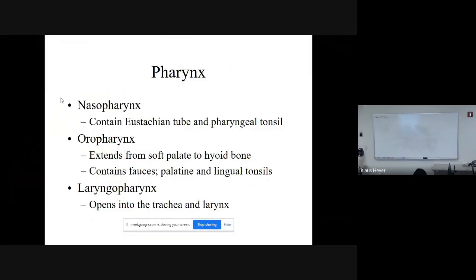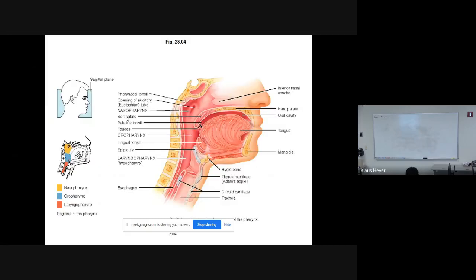So, there was nothing really that I was presenting before this slide, so I'm just here, I'm talking about the pharynx. And then I'm gonna kind of toggle back and forth between these. So, here's the nasopharynx, and this is the nose, so hence the nasopharynx.